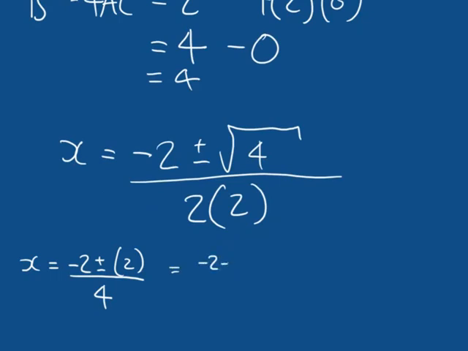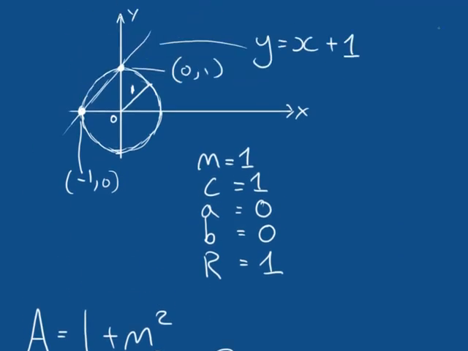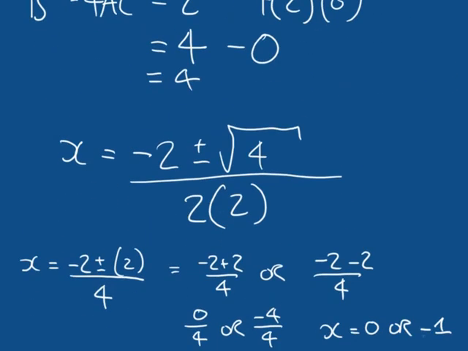which means that x is going to be equal to either minus 2 plus 2 over 4, or it's going to be equal to minus 2 minus 2 over 4, which means we're either going to have 0 over 4, or minus 4 over 4, which means that x is equal to 0, or it's equal to minus 1. If we jump back up to our problem, x was equal to 0 or minus 1. Fantastic. So we found our x coordinates. X is equal to 0 or minus 1.